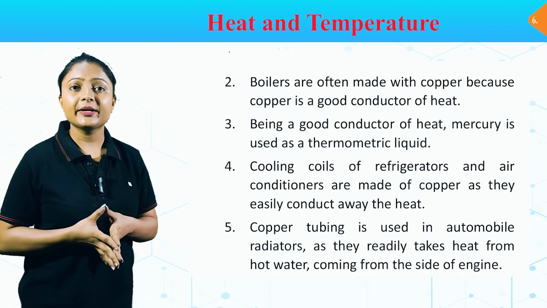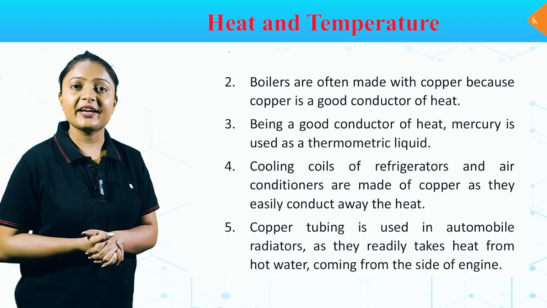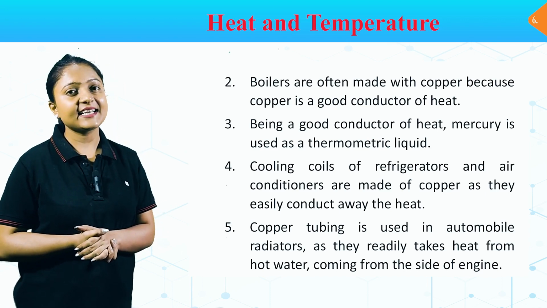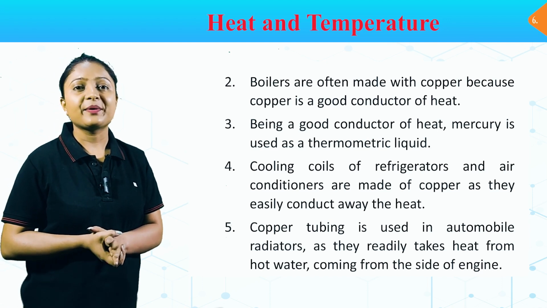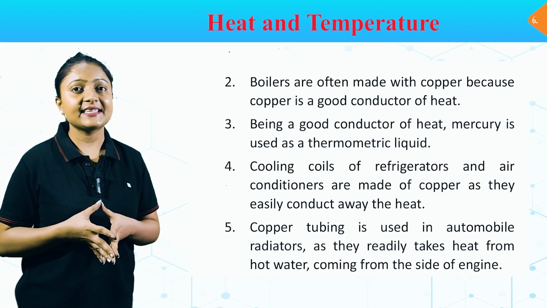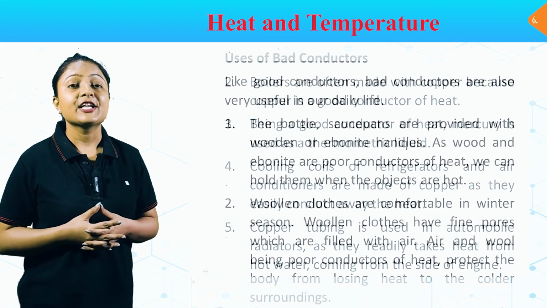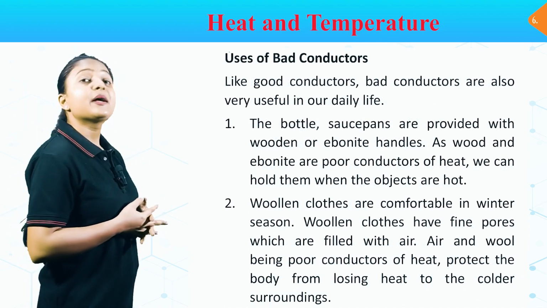Number 4, cooling. Cooling coils of refrigerators and air conditioners are made of copper as they easily conduct away the heat. Copper tubing is used in automobile radiators as they readily take heat from hot water coming from the side of the engine. Uses of bad conductors.